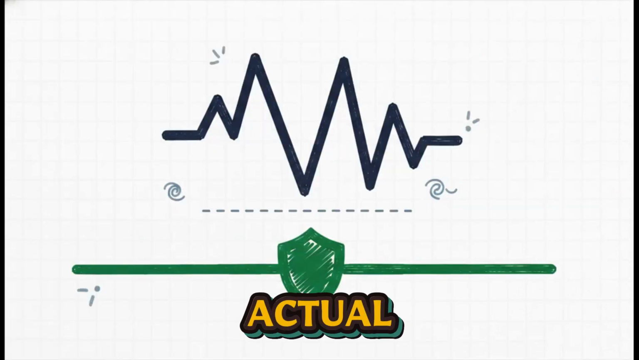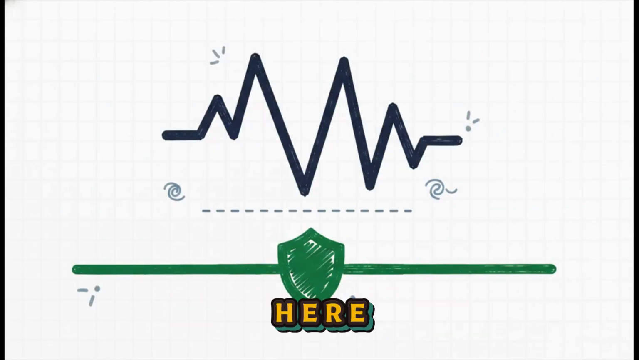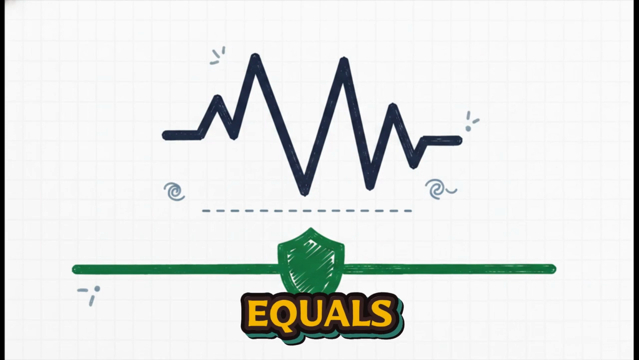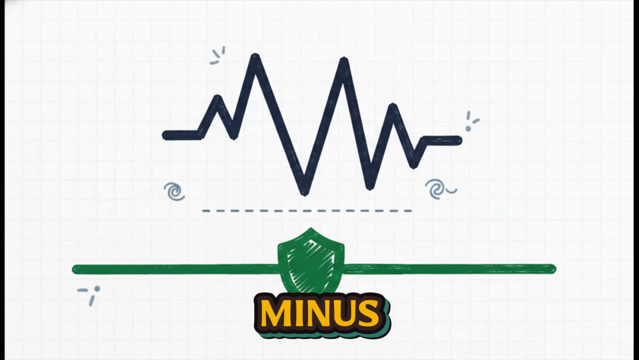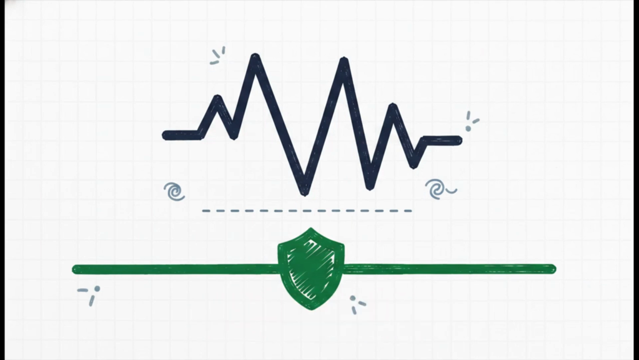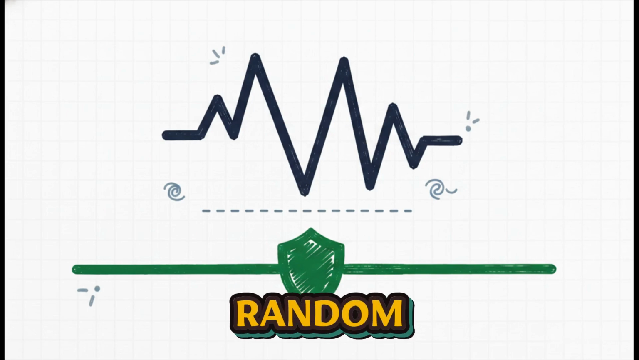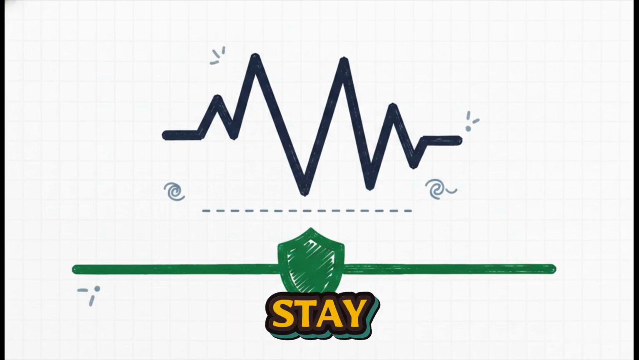So what's the actual mathematical formula for survival here? A professional stop loss equals your recent swing low minus 1 to 2 ATR. By subtracting that average true range value from your recent low, you're placing your stop safely outside the zone of those random, volatile price wicks. You get to stay in the trade while the market naturally breathes and fluctuates.